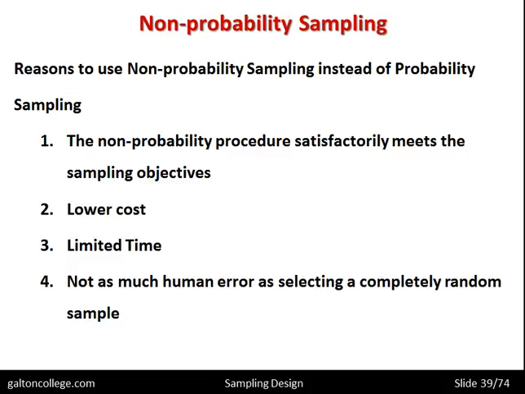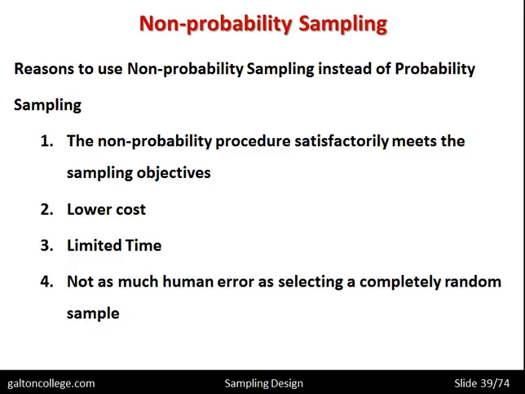There's not as much human error as selecting a completely random sample. Selecting a completely random sample may involve quite a lot of human error as well, because let's say we wanted to find the feelings in the population about government economic policy. Now that's in the population. So we first of all need the names and addresses of everybody in the population in the country. We would then need to sample them scientifically.